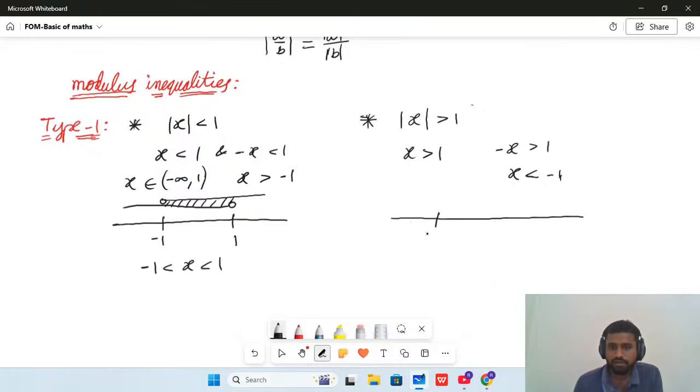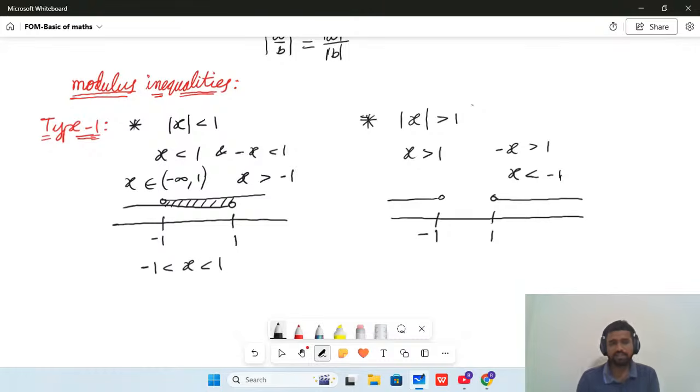So x less than minus 1 is this side, and from 1 to infinity. This is how we will split mod x greater than 1. Mod x greater than 1 means x can be greater than 1 or x can be less than minus 1. But what is the meaning of mod x less than 1? X should lie between minus 1 and 1.